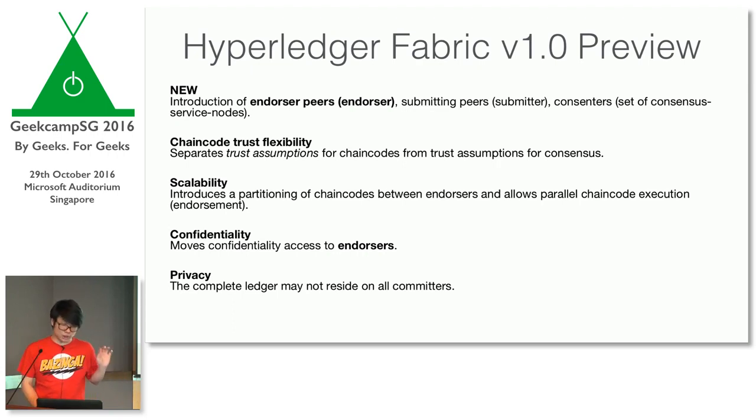That's the main change. So what does that mean? That means that now they separate the trust assumptions away from the chain code and the consensus, right? You can scale the endorsers because it's now lighter weight, away from the chain code execution.